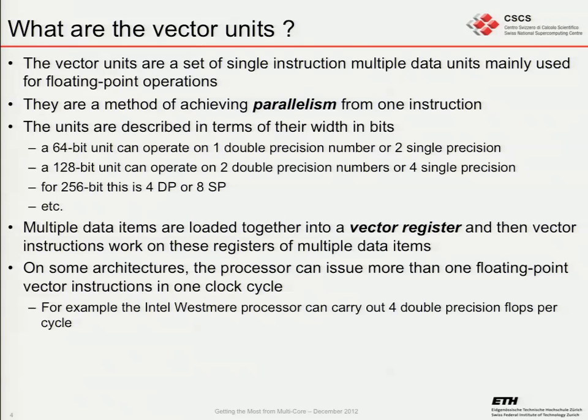So the units are described in terms of their width in bits normally. So a 64-bit unit can operate on 1 double precision number or on 2 single precision numbers. 64 bits, yeah, 8 bytes, that's double precision. So a 64-bit SIMD unit, and these are the SSE units, the first ones that we were getting on Intel and AMD, actually didn't give us any real bonus in terms of our double precision calculations, but they were useful nonetheless for single precision.